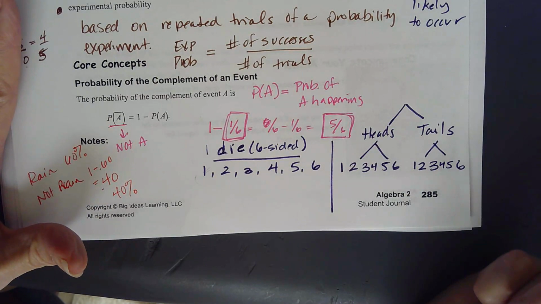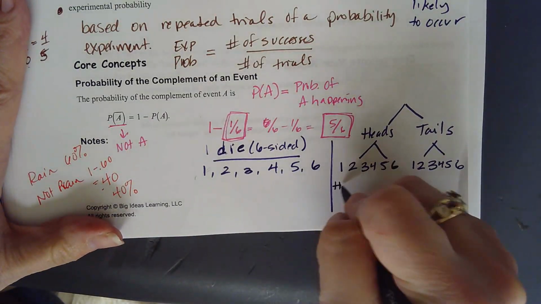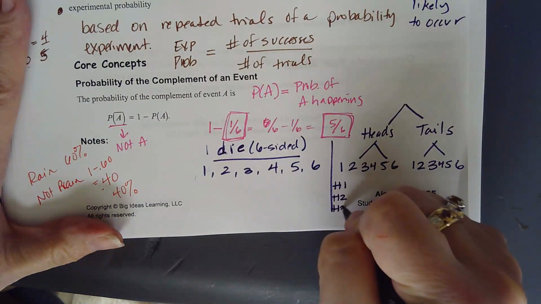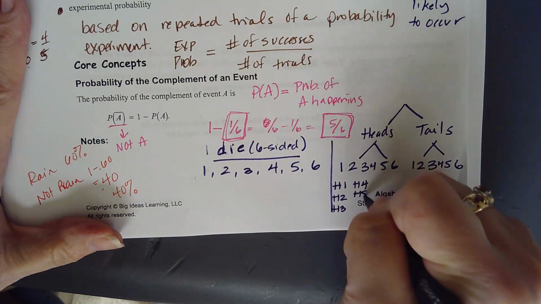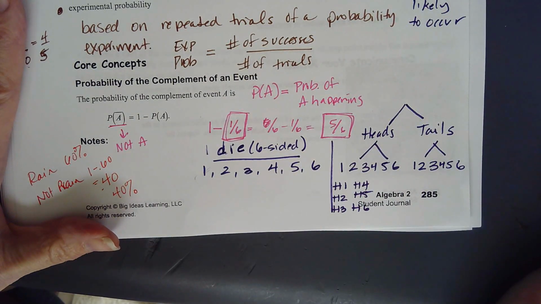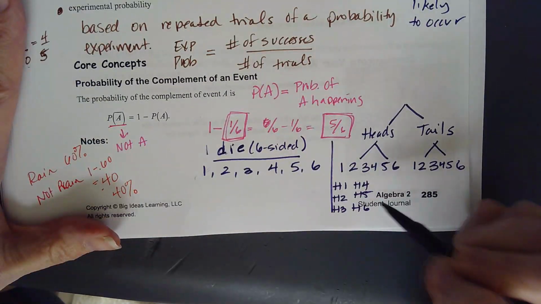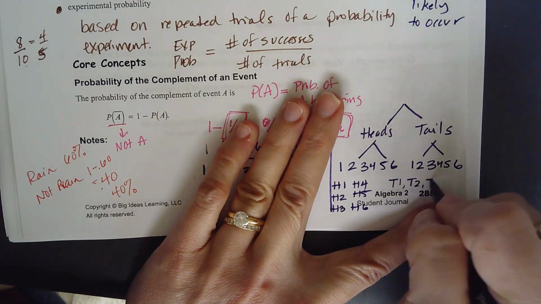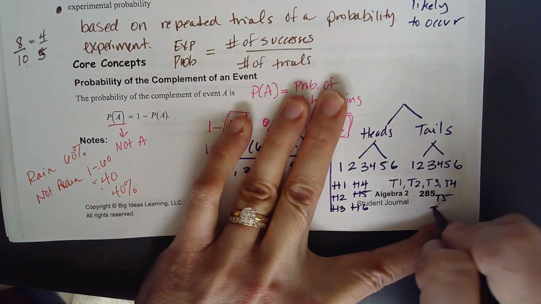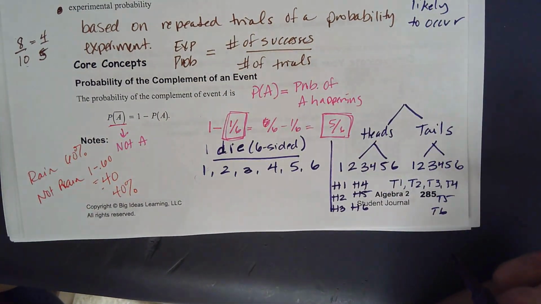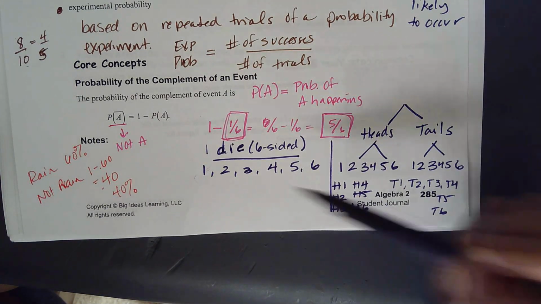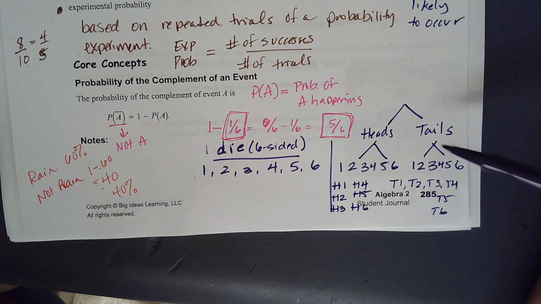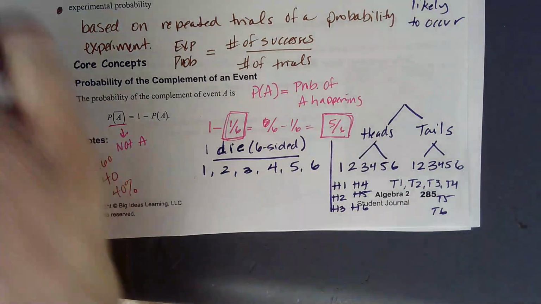So the total sample space would be: I could get heads and then a 1, heads and then 2, heads and then 3, heads then 4, 5, and 6. Each of those is a possible outcome, but together they make a sample space. Same thing with tails: tails 1, 2, 3, 4, 5, and 6. So together there are 12 possible outcomes in my sample space. If I rolled just a die, there were only 6 possible choices, but if I flipped a coin and then rolled a die, now I have 12 possible choices.